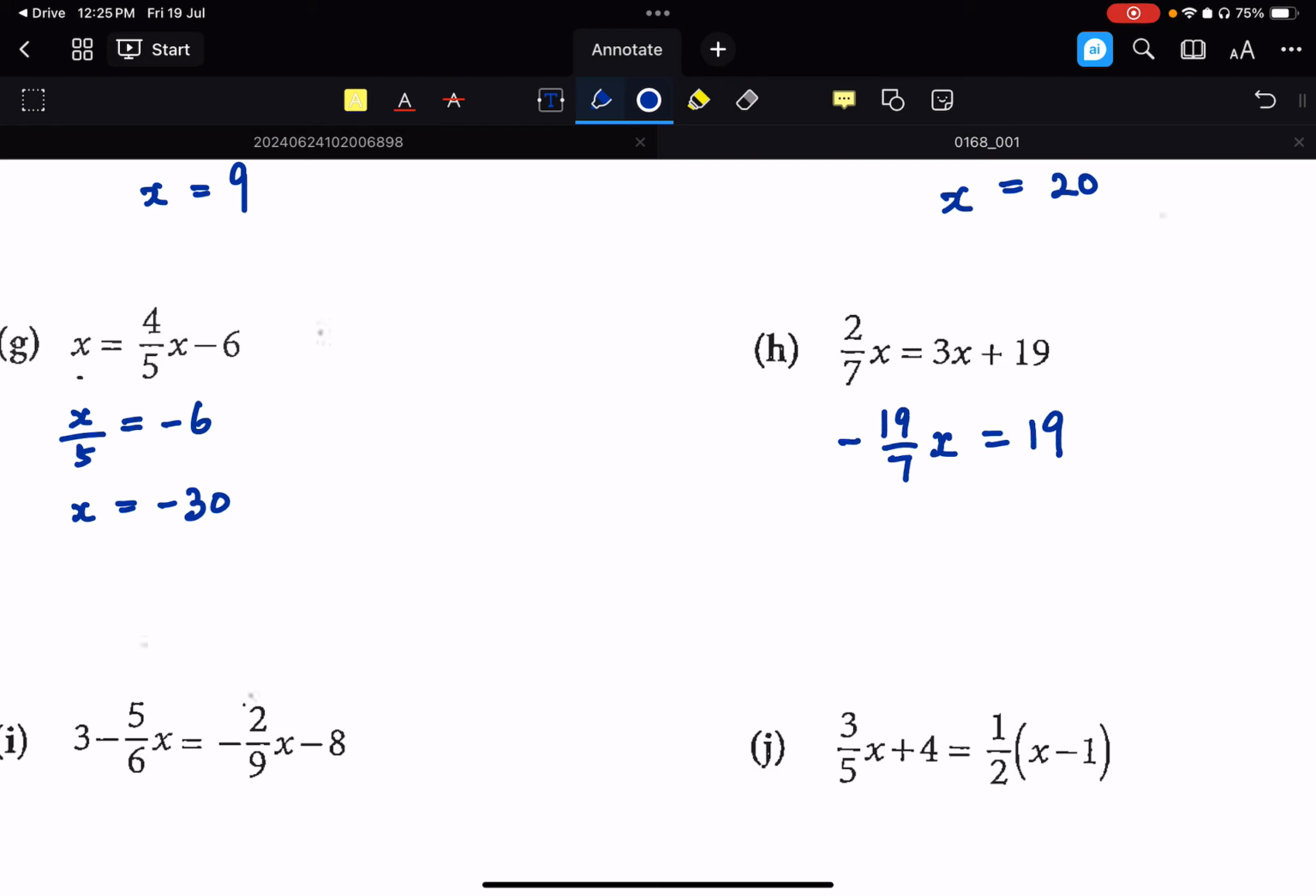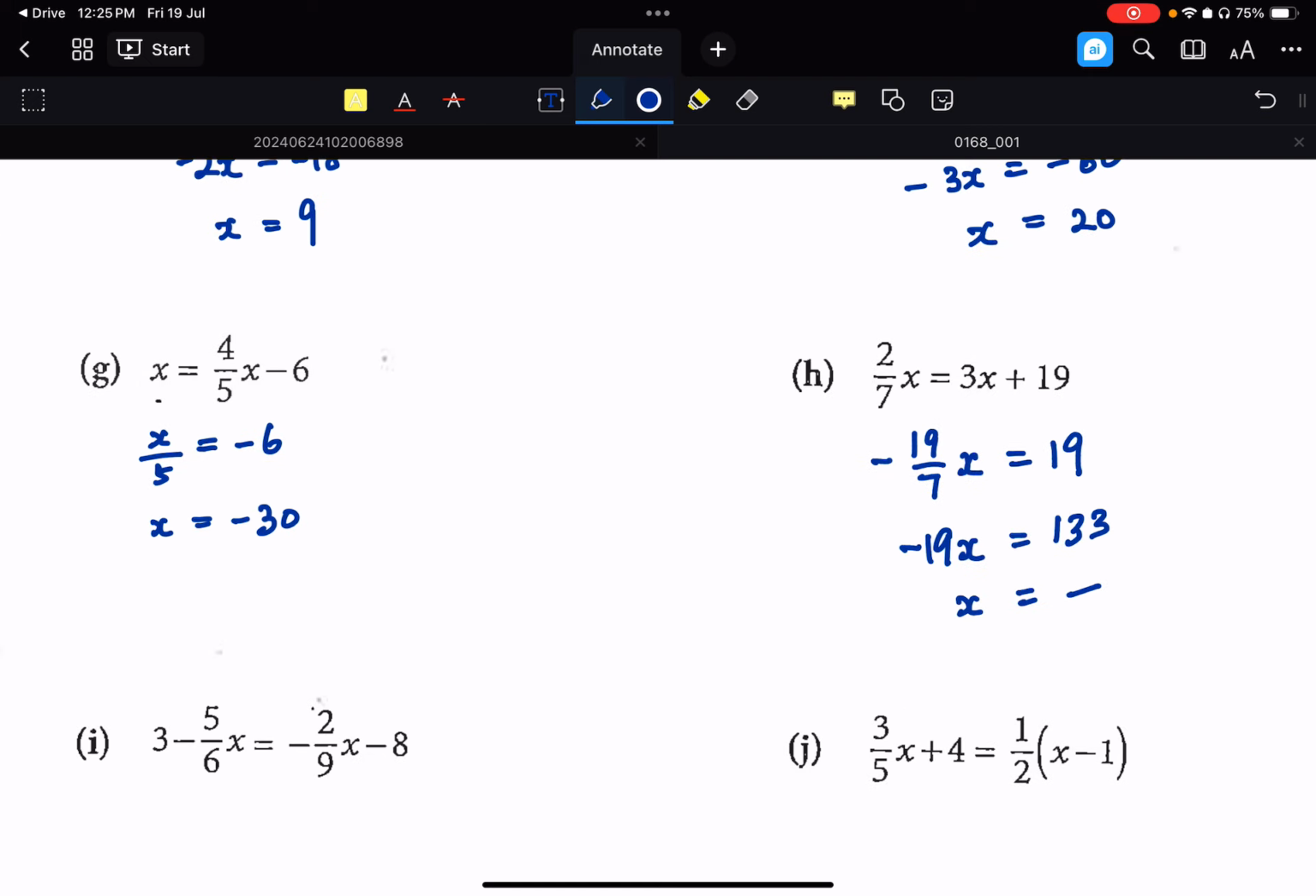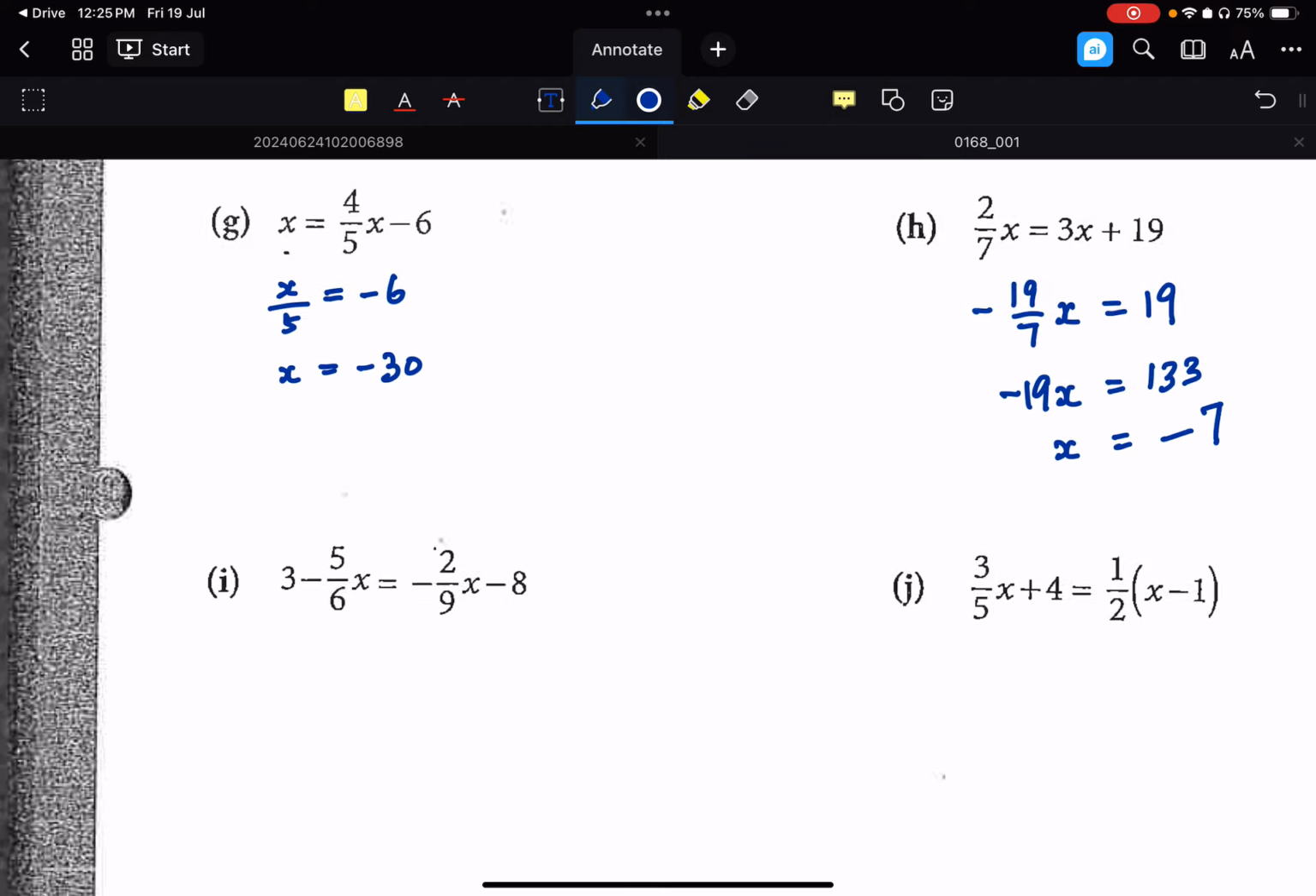So over here, negative 19x equals 19 times 7, which is 133. So x equals negative, right? So 133 divided by 19, we'll get back 7. So negative 7. Okay, so take note, a positive number divided by a negative number gives us a negative, right?